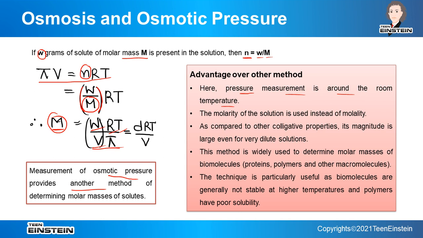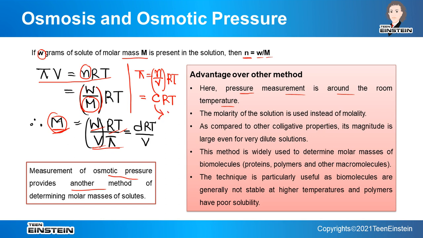Another thing is that if we write this equation in this way, that is pi equals n by V RT, then n by V means what? Concentration, the number of moles per unit volume. So in place of n by V, we can write CRT, or you can write MRT. M I have already used here, so that is why I have written CRT.